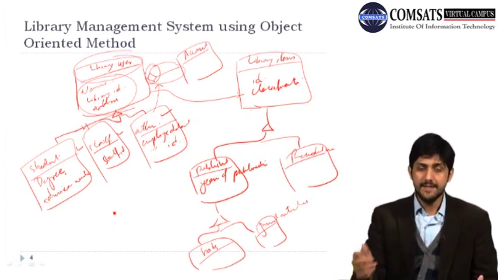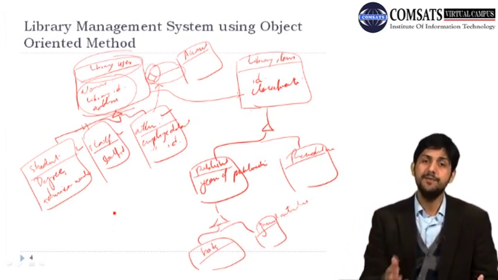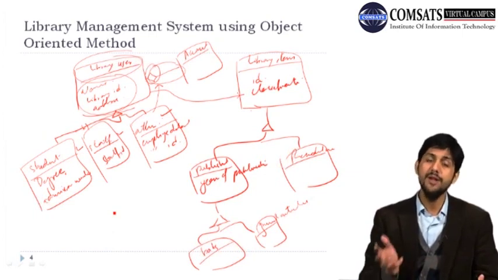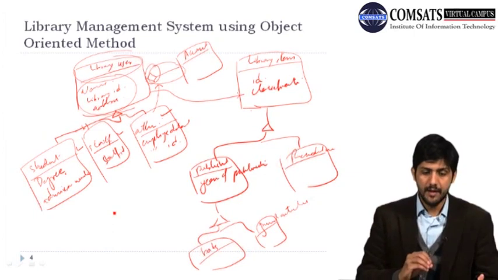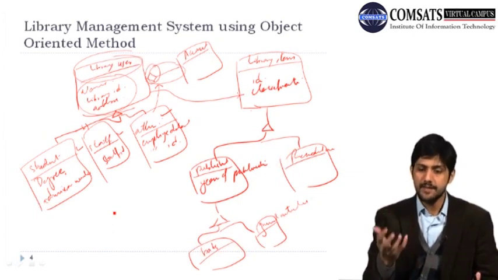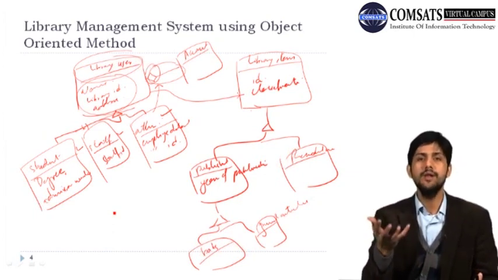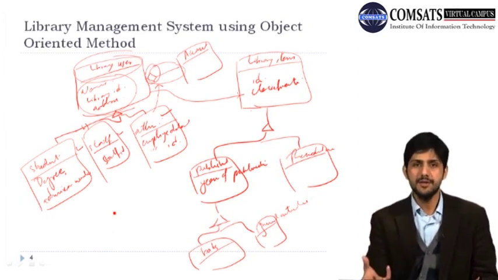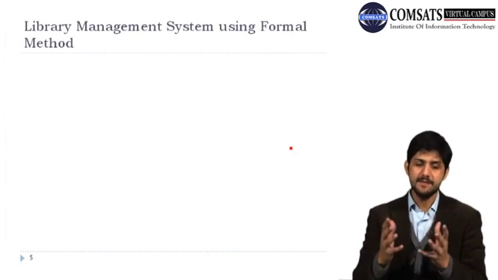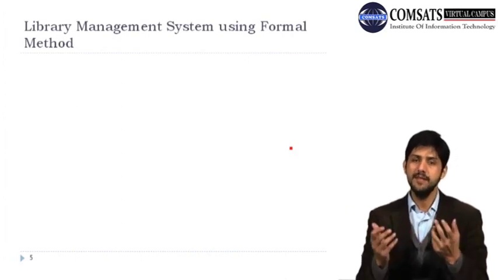So again, you can see that using different methods for requirement engineering, our system model is totally different. The way we started thinking about the problem is totally different. And that is the beauty of it, that you can model the same system using different methods and you will get different representations. And then finally, we modeled the same system, the library management system, using the formal methods.